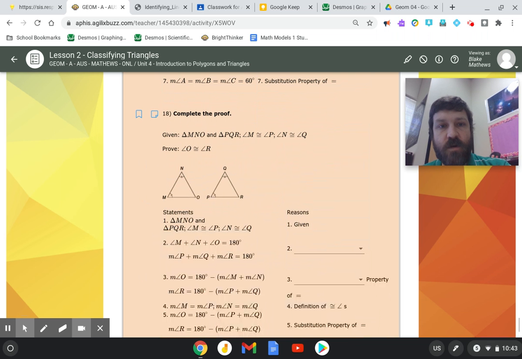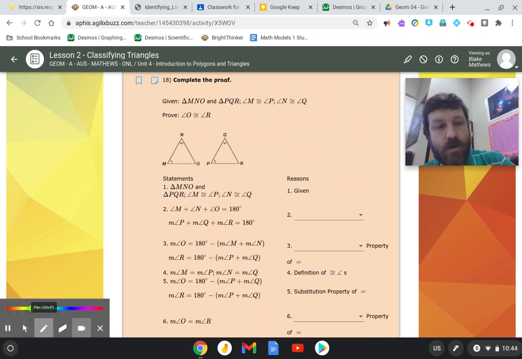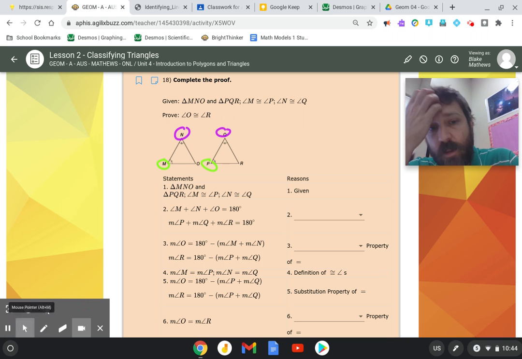And then let's look at the proof for number 18. Complete the proof. Given is that triangle MNO and triangle PQR are there, and that angle M and angle P are congruent, and angle N and angle Q are congruent. And they want us to prove that the other angle is congruent. All right. So we have our givens there in line 1. Then it says M plus N plus O equals 180, and P plus Q plus R equals 180.